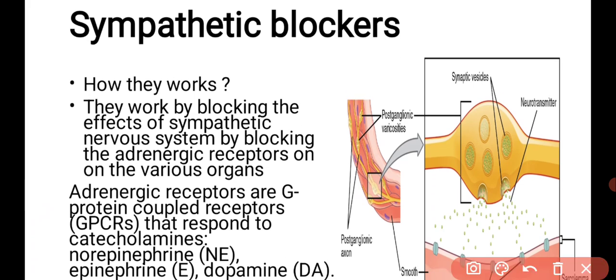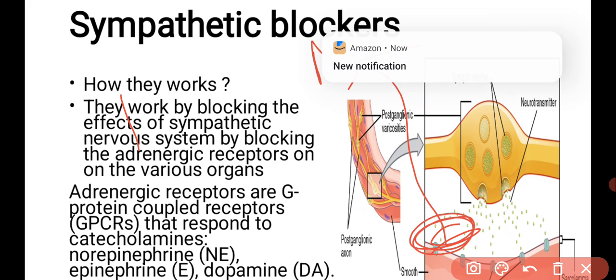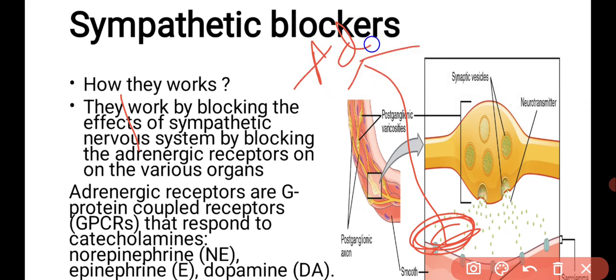Sympathetic blockers mean they block the effects of the receptors present in the sympathetic nervous system. So what are the receptors in the sympathetic nervous system? They are also considered adrenergic receptors. These blockers, also called sympatholytics, reversibly block the effects of the adrenergic receptors.